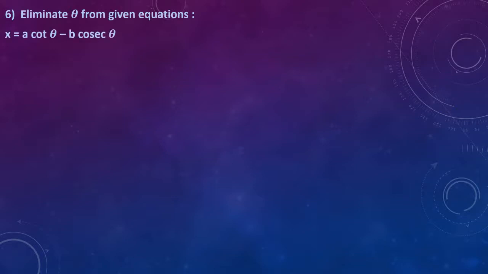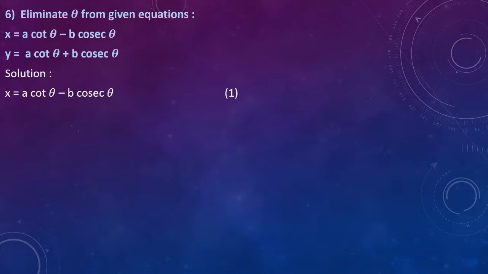Now directly we will see the sixth solved example, that is eliminate theta from the given equations. What are the equations? x is equal to a cot theta minus b cosec theta, and the second equation is y is equal to a cot theta plus b cosec theta. So we have to eliminate theta from these equations, so the equation will be in the form of a and b only.